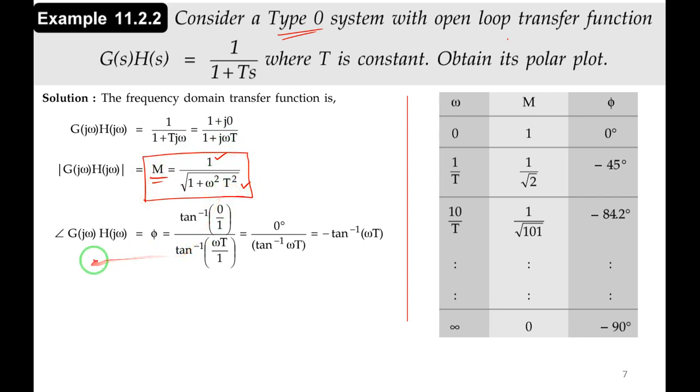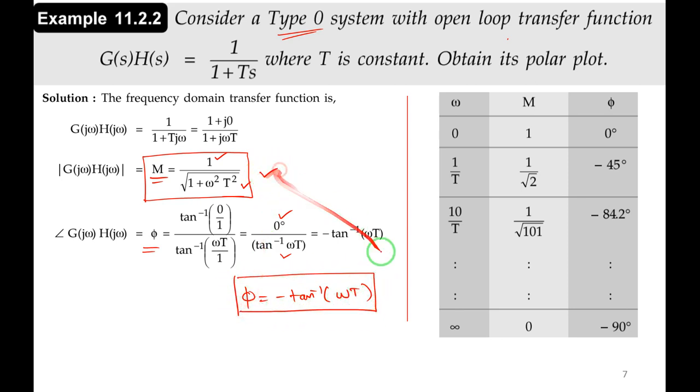Next, we will calculate the phase phi, the angle of G of j omega into H of j omega. In the numerator, the angle of 1 plus j0 is 0 degree. We know this: tan inverse of imaginary part by real part, so tan inverse of omega T divided by 1. For the denominator, take it to the numerator, it is minus tan inverse of omega T. So phi is minus tan inverse of omega T. We are ready with magnitude and phase.